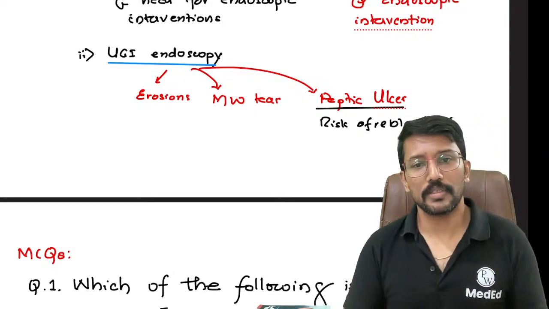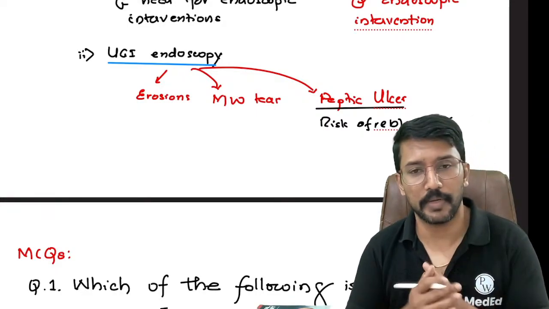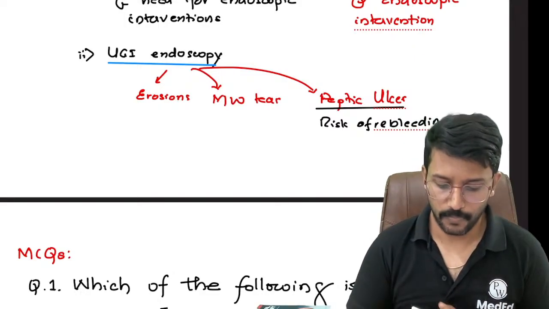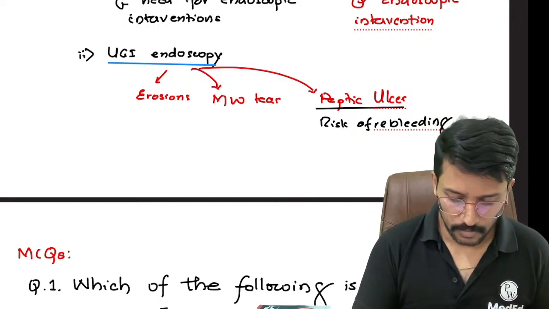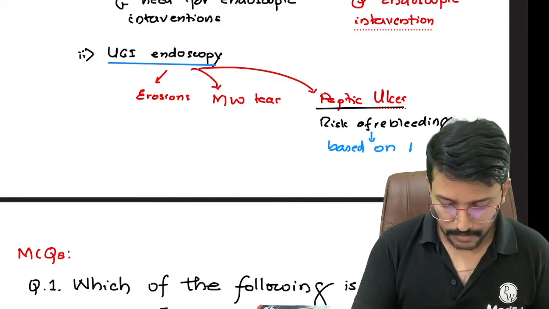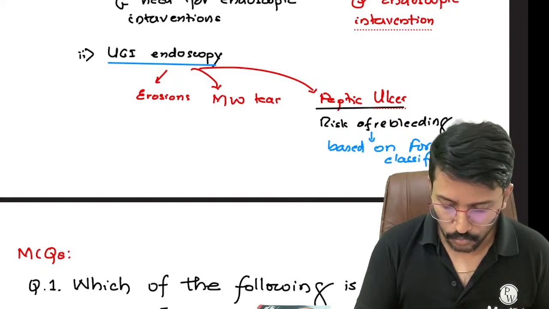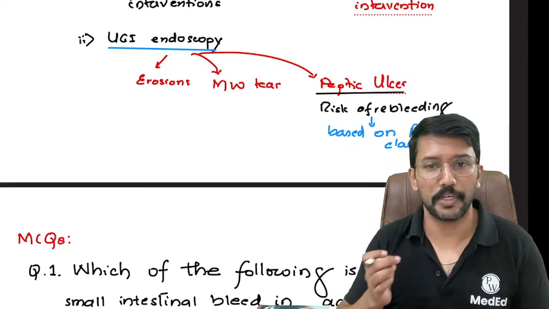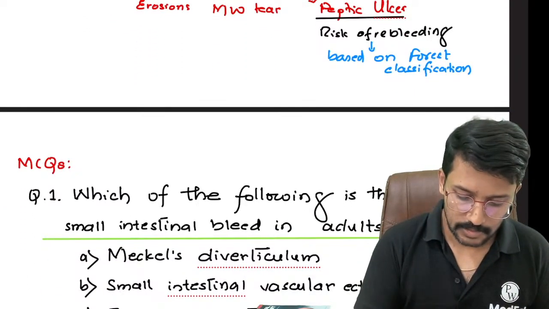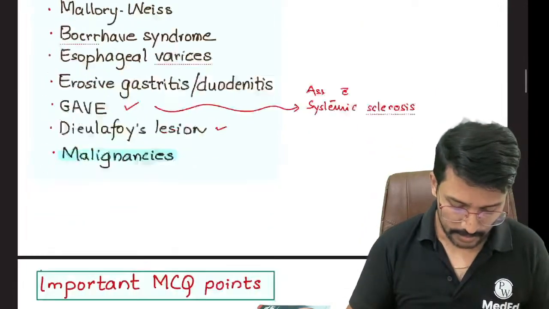How many of you know this thing called the Forrest classification of bleeding peptic ulcers based on endoscopy? When it comes to gastrointestinal bleeding, plenty of these scores and naming parameters come into the picture. We call it the Forrest classification. I'll show you what the Forrest classification looks like.